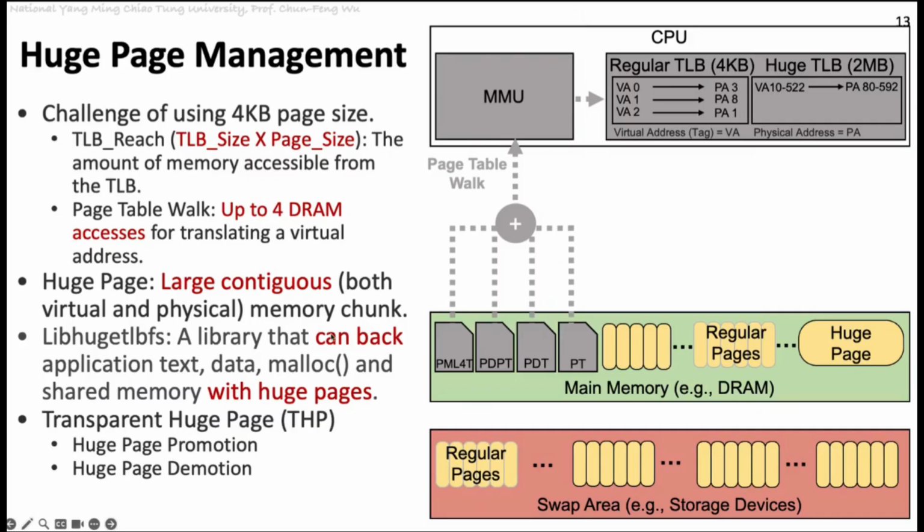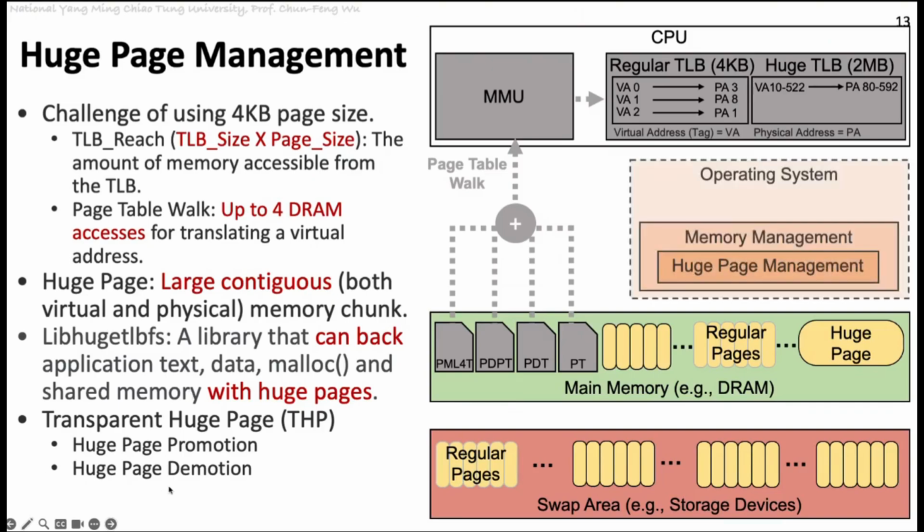If you are going to do more runtime things, there is something called transparent huge page, and this is also supported by Linux. In transparent huge page, there are two different operations. One is called huge page promotion, and the other is called huge page demotion. For a huge page promotion, we say we are going to make a continuous 2 megabyte area in DRAM. 2 megabytes means you need 512 regular 4 kilobyte pages, right? Because 512 times 4K is 2 megabytes.